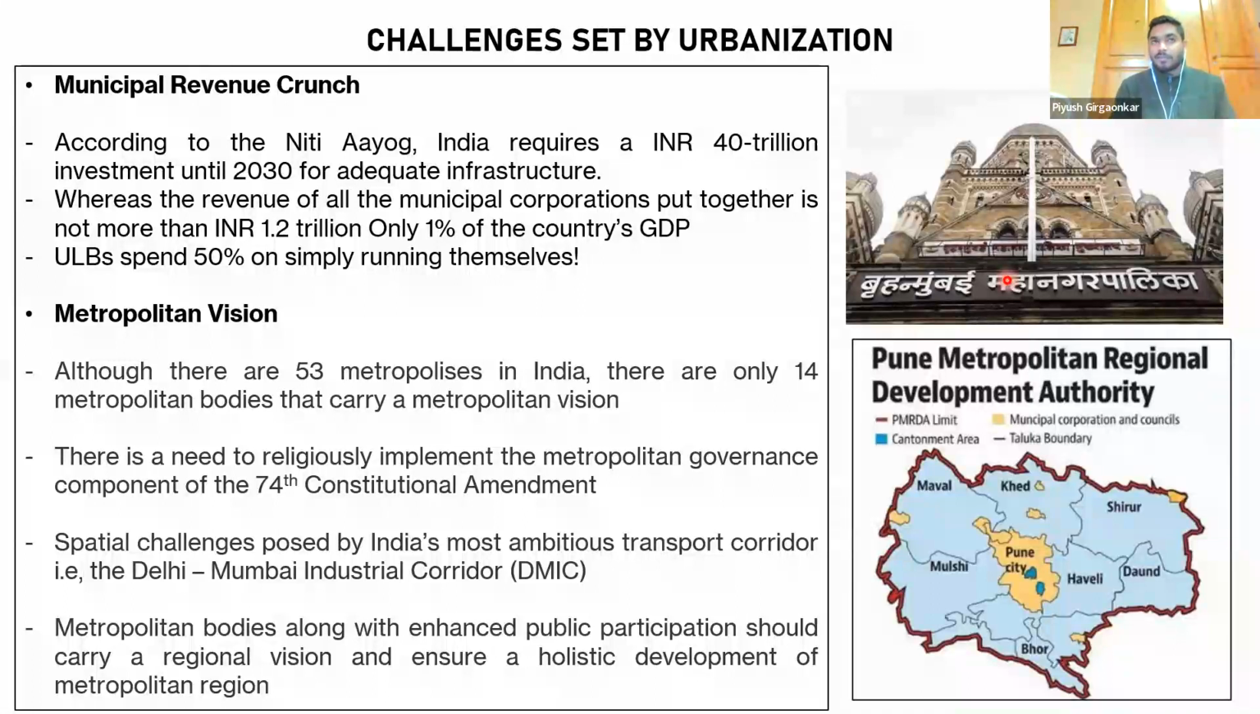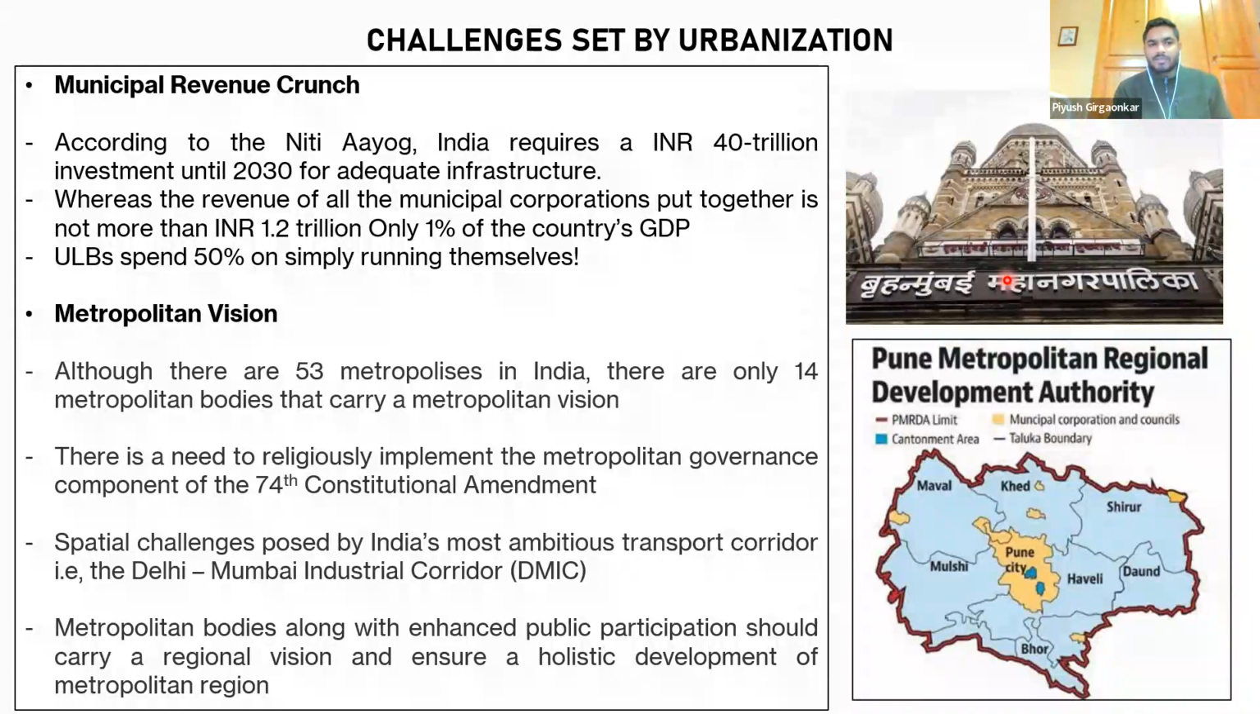The Niti Aayog shows that the municipal revenue crunch is an alarming issue for us, and around 40 trillion Indian rupees are required until 2030 for adequate infrastructure. And if we put together the revenue of all the municipal corporations, the revenue that they generate is just 1% of the GDP. If you remember, I also told you the loss of GDP due to air pollution is 7.7%. Although these are two different things, GDP remains a common aspect here. 7.7% of GDP lost to air pollution, and the revenue of municipal corporations is contributing only 1%. So this is the contrast that we have to deal with today.